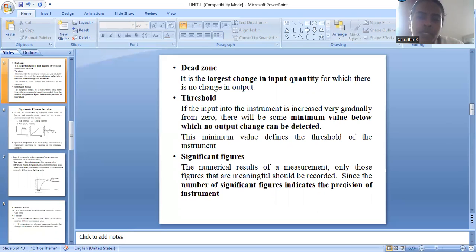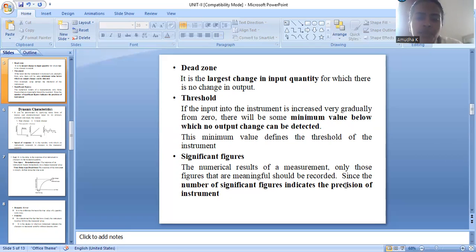Then threshold is a limitation. After the threshold, the output increases linearly. So what is the threshold value? If the input to the measurement is increased very gradually from zero, there will be some minimum value below which no output change can be detected. That is the limit on a specified value, that is the threshold. The minimum value defines the threshold of the instrument.